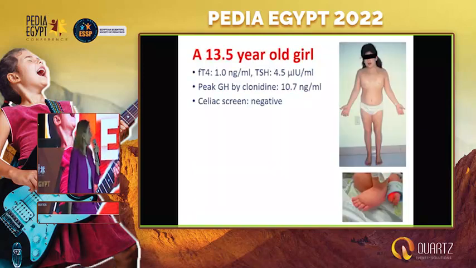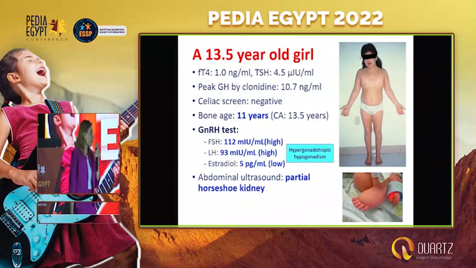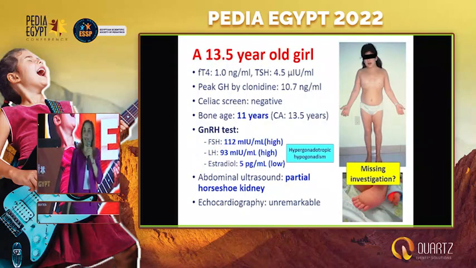Excellent. Thyroid function, growth hormone, celiac screening were negative. The bone age is delayed. The GnRH test revealed high FSH-LH, low estradiol, and this is hypergonadotropic hypogonadism, meaning that there is an ovarian problem. The ultrasound showed horseshoe kidney, and the echo is normal, and you answered the question. What is the missing investigation?